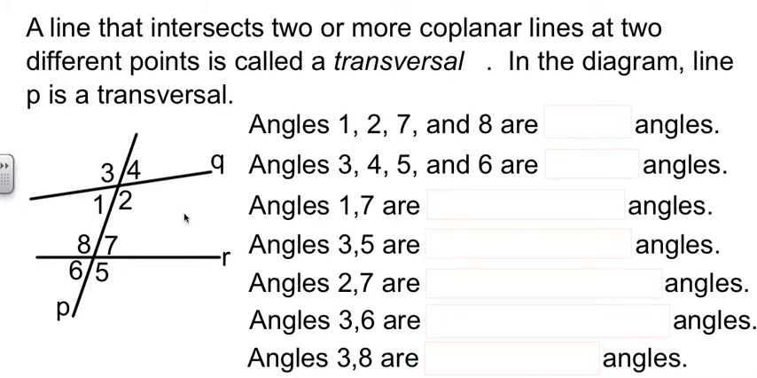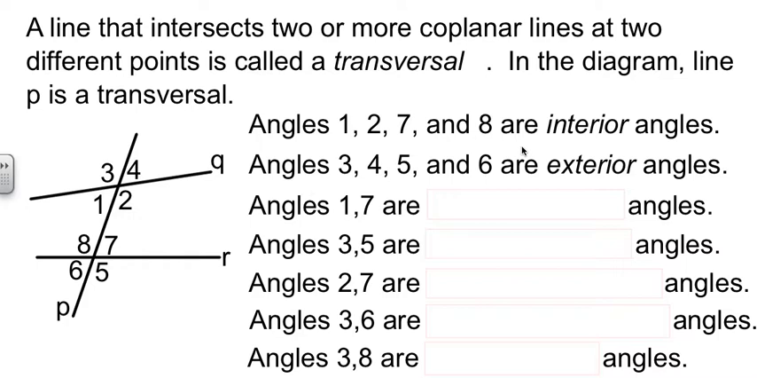One of the things we're going to be doing a lot with this chapter is classifying these angles. So we're going to start the idea of classifying angles here. Angles 1, 2, 7, and 8 are all in between line Q and line R. They're in the inside space between the two lines. We call those interior angles. 3, 4, 5, and 6, on the other hand, are outside the two lines. So they would be, I know, surprising, exterior angles.